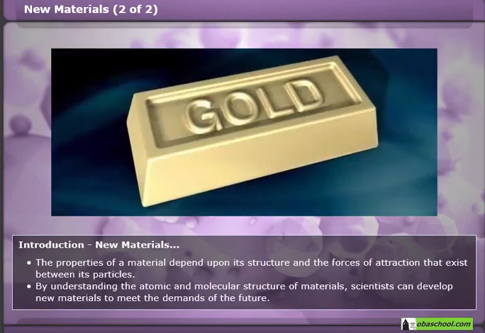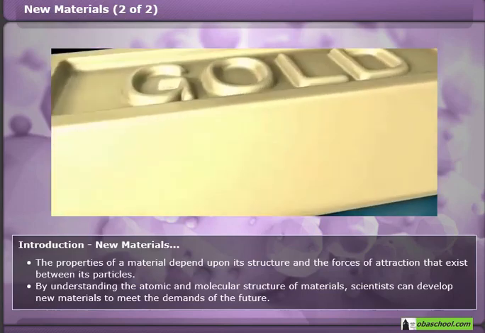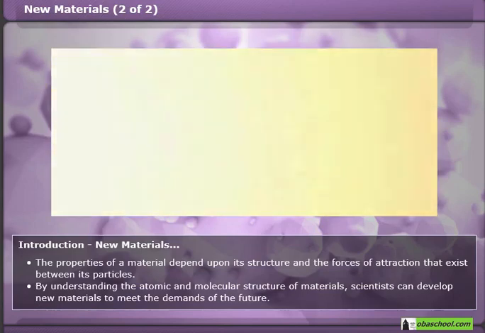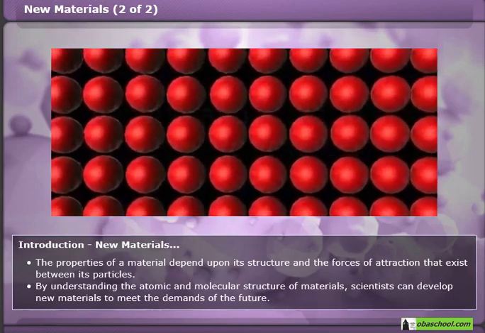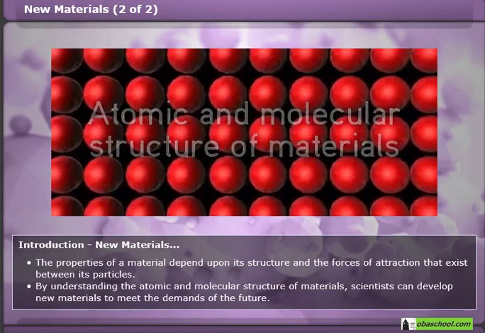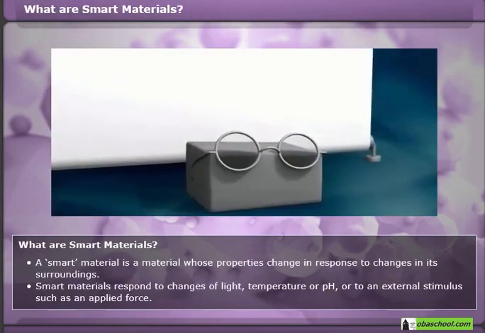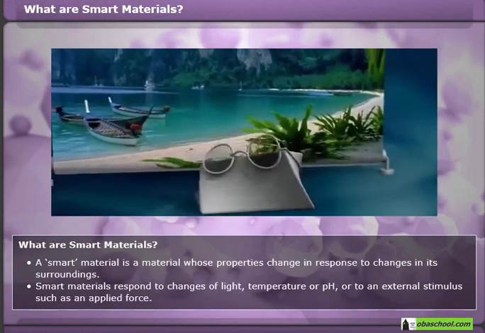The properties of a material depend upon its structure and the forces of attraction that exist between its particles. By understanding the atomic and molecular structure of materials, scientists can develop new materials to meet the demands of the future. What are smart materials?